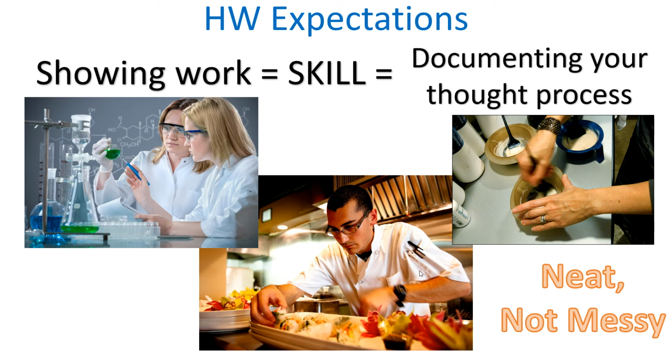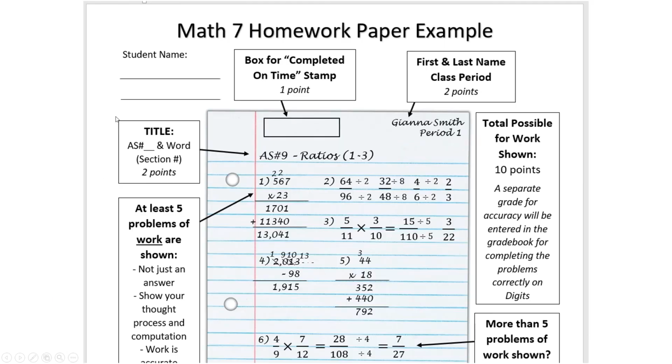The other thing that was given out in class today is the homework expectation sheet. So here's some reasons why showing work is important. On the top of the homework paper example, you're going to have the different things you can earn points for. So you should put a box so I can do my completion stamp.